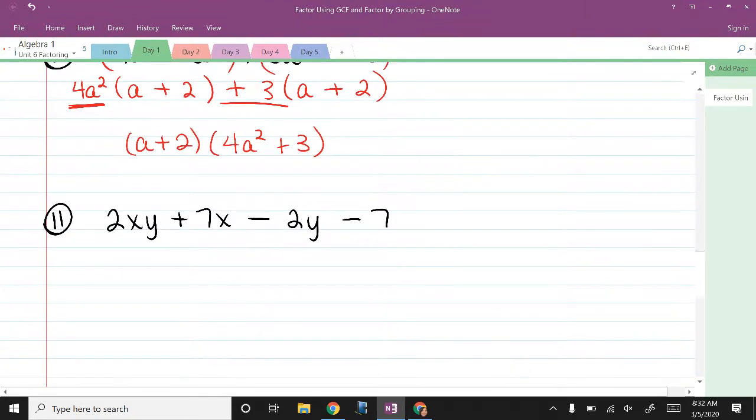Let's do another one. Oh, yeah, you know I got to make it more and more complicated. Can't have it easy all the time. Copy that one down. How many terms does it have? 4. So how are we going to factor with 4 terms? Grouping.